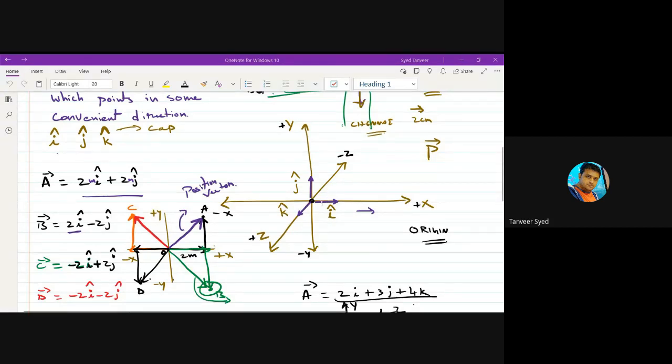And the unit vector which points along positive x direction is i cap, along positive y direction is j cap, positive z direction is k cap, and negative x direction is minus i cap, negative y direction is minus j cap, negative z direction is minus k cap. So i cap, j cap, k cap are unit vectors along x, y, and z axis.